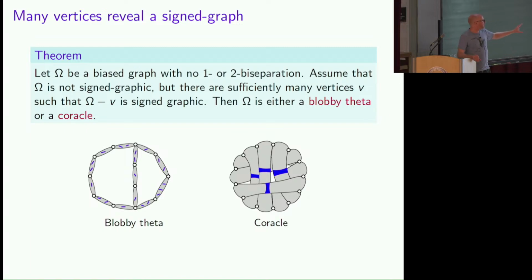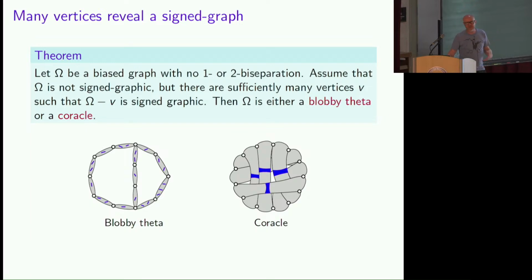So I do have 2 biased graphs here. They are not signed graphic, but if I delete any of these marked vertices, I will get something that is signed graphic. So these are the only 2 structures that satisfy that condition. They give me many vertices whose deletion gives me something signed graphic. So that's the bottom block of our tower.